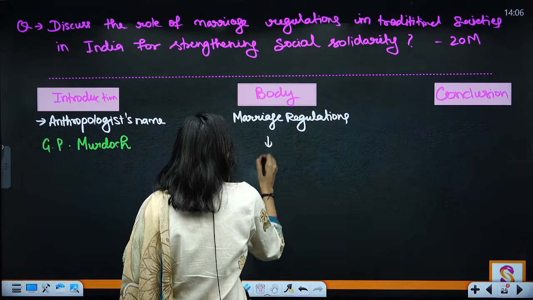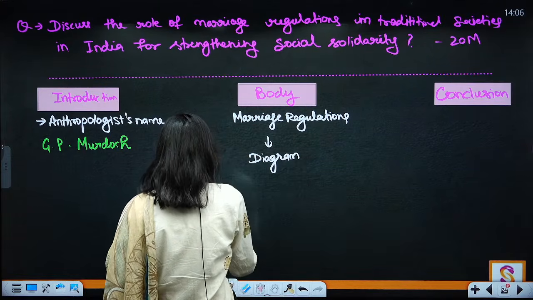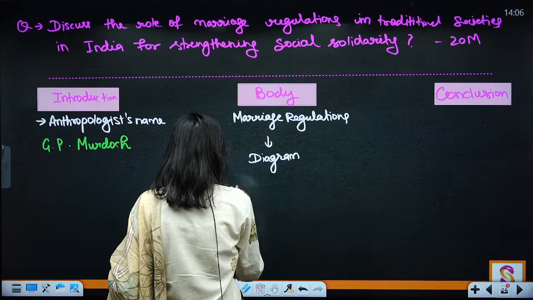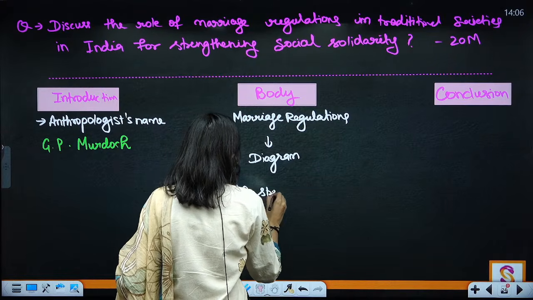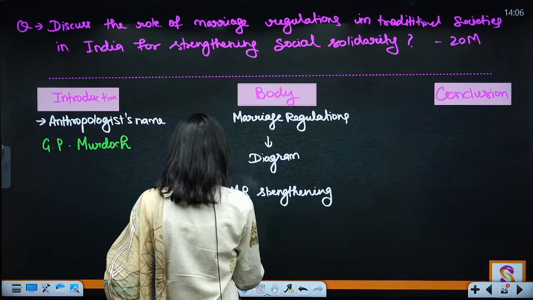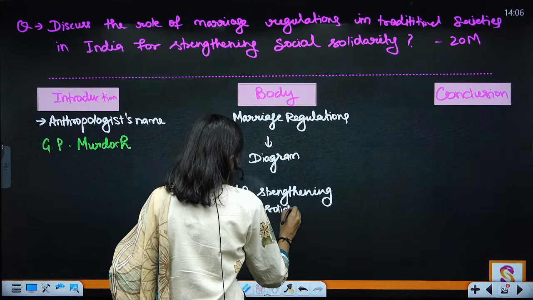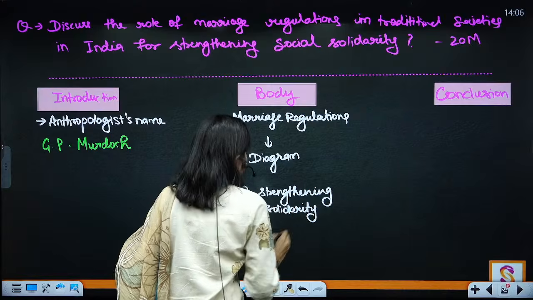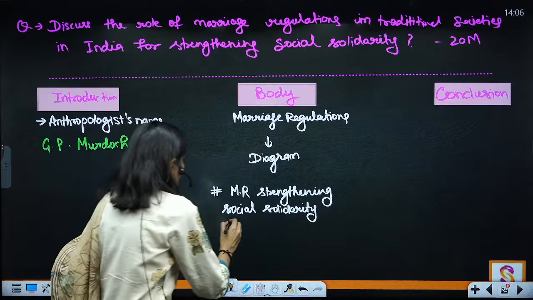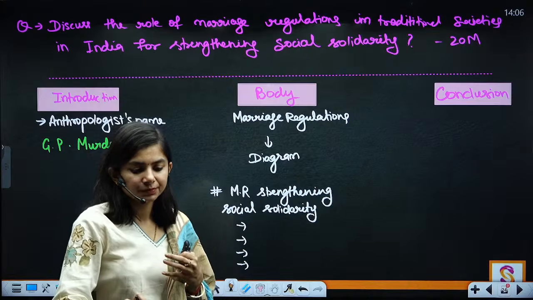I will mention here one diagram, and then I'm going to use the next heading: marriage regulation strengthening social solidarity. Social solidarity, this is what we have to explain. And here we are going to write down in a bullet format all the points.